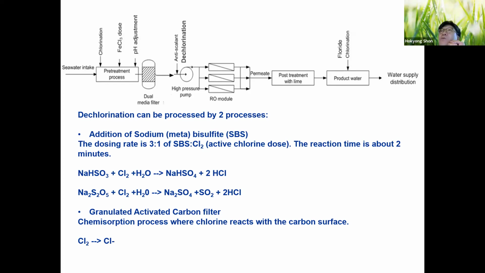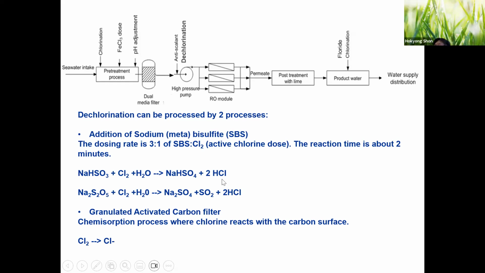So how can this chlorine be dechlorinated? Before the reverse osmosis, the dechlorination can be processed in two steps. One is the addition of sodium bisulfite. So we just put in this sodium bisulfite, which is this compound, NaHSO3, and chlorine combines with this one in the water. And the active chlorine is converted to HCl.